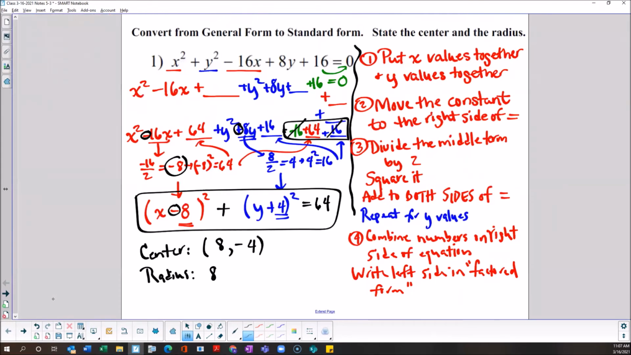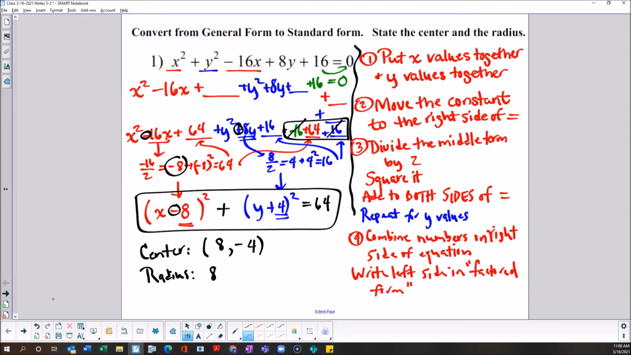All right, so if we just look at the steps, if you follow those steps every time, we look at what we did, it's a long process, gets a little faster with more practice. But the first thing we did was we put all the x values together, all the y values together, and then we moved the constant 16 to the other side, subtracted 16 and put it on the right side. And then you're leaving that space there because we're going to divide that middle term by 2.